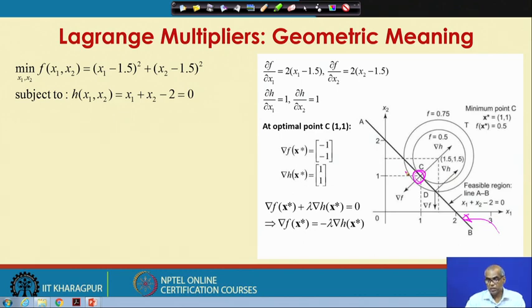Because this is the point which is feasible as well as has the minimum function value. Note, if you go away from point C in this direction or this direction, you go to the contours with higher function value. Since we are minimizing, point C is the minimum point in the presence of this constraint.